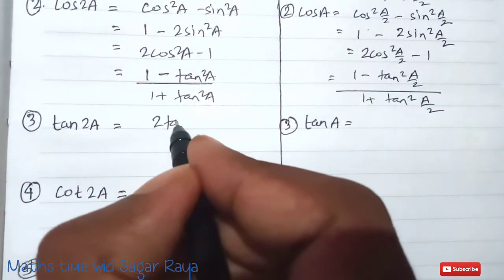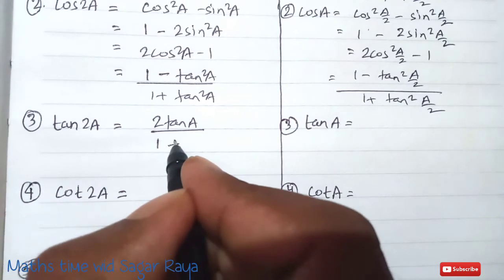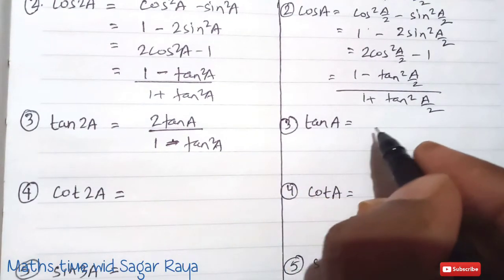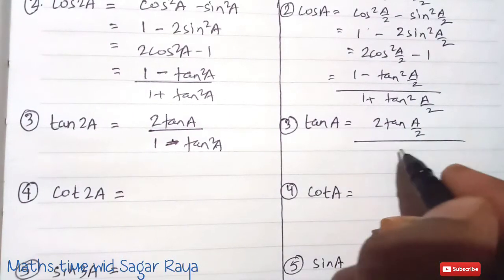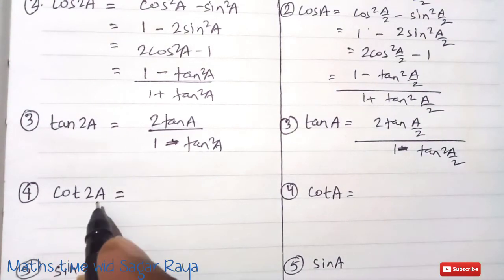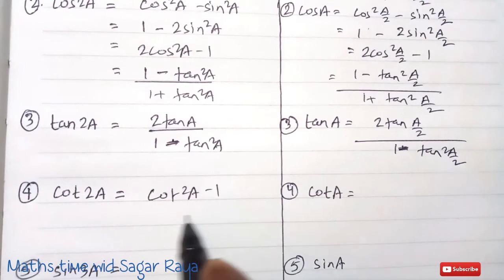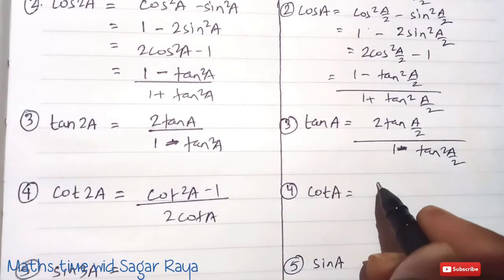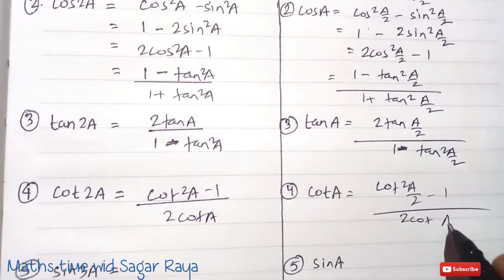Similarly, tan 2a equals 2 tan a divided by 1 minus tan square a, and here instead of a we have to write a by 2, so 2 tan a by 2 and 1 minus tan square a by 2. Similarly, cot 2a equals cot square a minus 1 whole divided by 2 cot a, and here cot square a by 2 minus 1 whole divided by 2 cot a by 2.